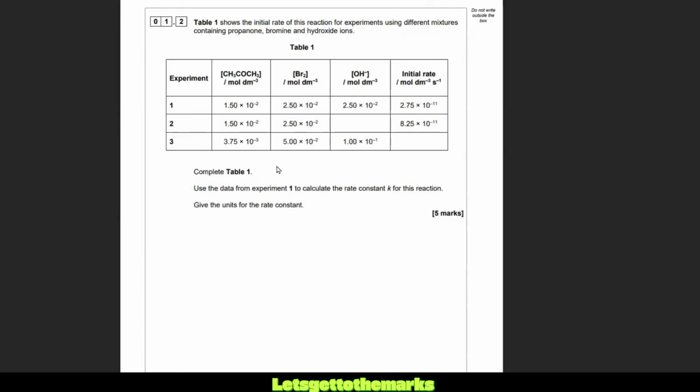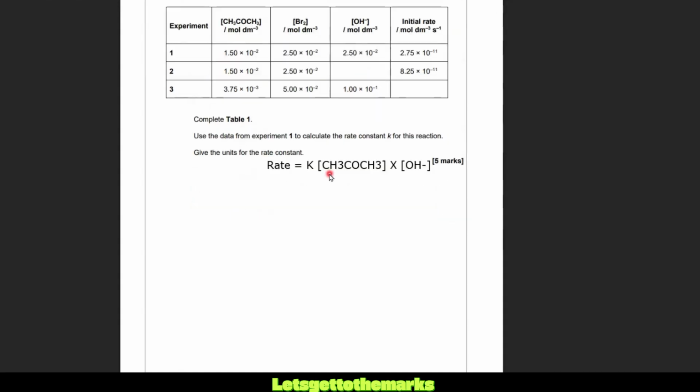Complete Table 1. Use data from experiment 1 to calculate the rate constant k for this reaction. Give the units for the rate constant. So what I'm going to do first of all is use data from experiment 1 to calculate the rate constant k for this reaction. You can see I've written out the equation here.